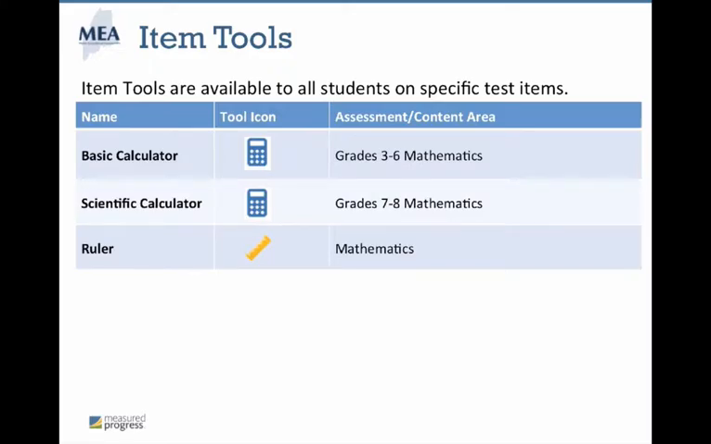Item tools are available to all students on specific test items. Students may have access to a basic calculator while taking the grades 3 through 6 math tests, a scientific calculator on the grades 7 through 8 math tests, and a ruler on various items in any of the math tests.